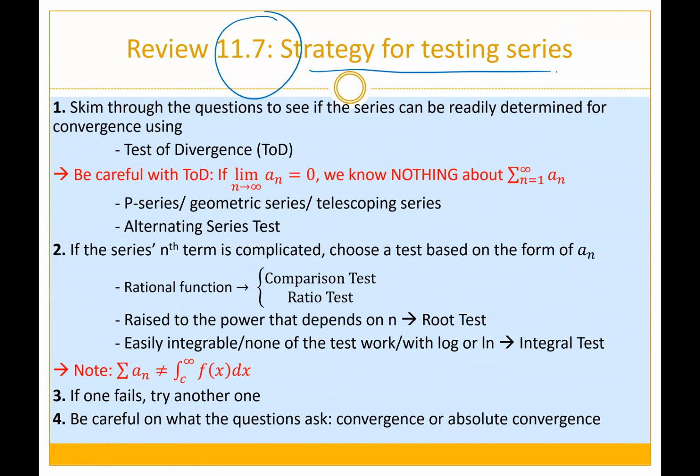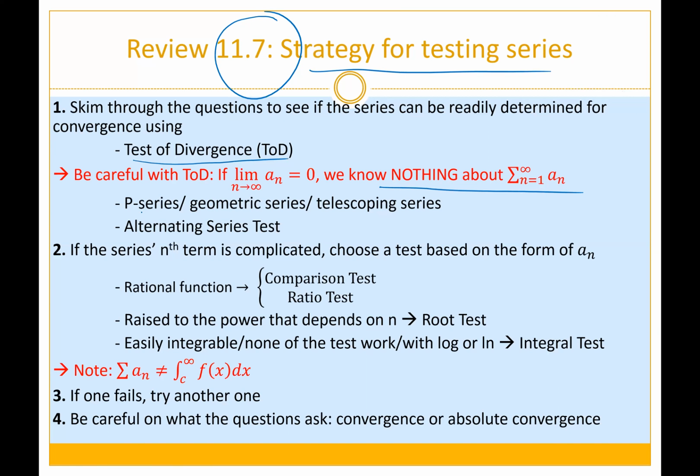The first step, whenever you're given any question, is to skim through the questions to see if you can immediately use the test for divergence, just like our example 3 earlier. Be careful with the test for divergence, as I noted in that section as well: if the limit as n approaches infinity of the nth term is 0, you know nothing about the series. You cannot conclude that because it's equal to 0, it's convergent. The only thing we know is that if that limit is different from 0, then it's divergent.